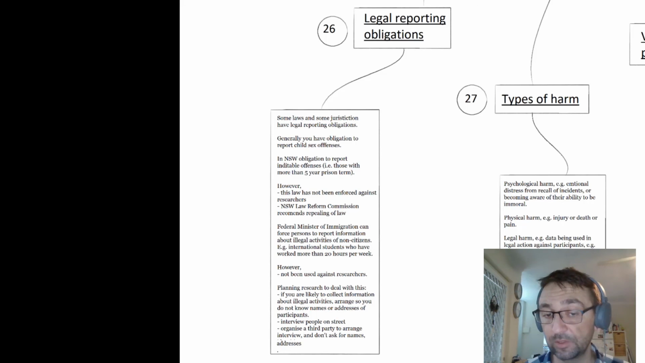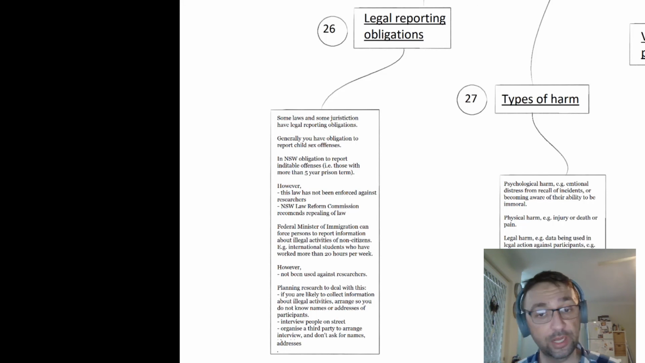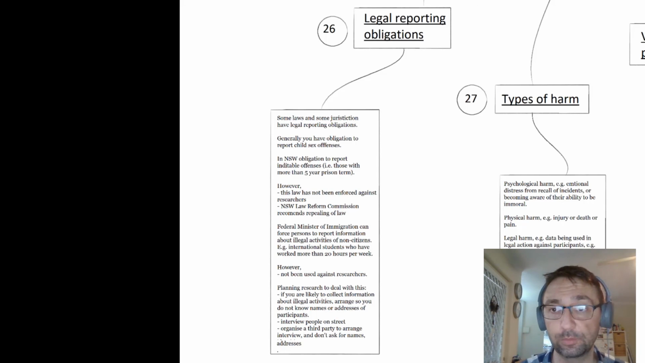Or, and I've seen this with previous researchers, they organize for a third party to arrange the interview and don't ask for names of the people they're interviewing. So you have one set of people who organize the interviews, who don't know what happens in the interviews, and another set of researchers who do the interviews and don't know the names of people but know what is said. And this separation means that no one has enough information that would be reportable or be able to be obtained from them through coercion by the state, through threats of jail time or such.